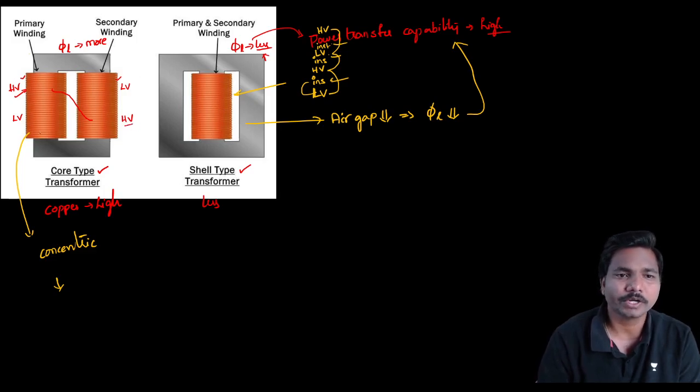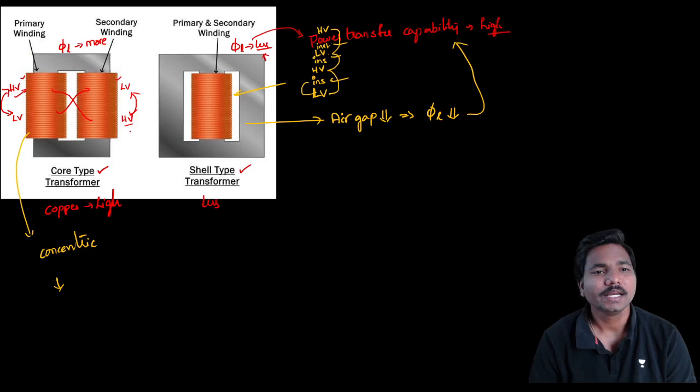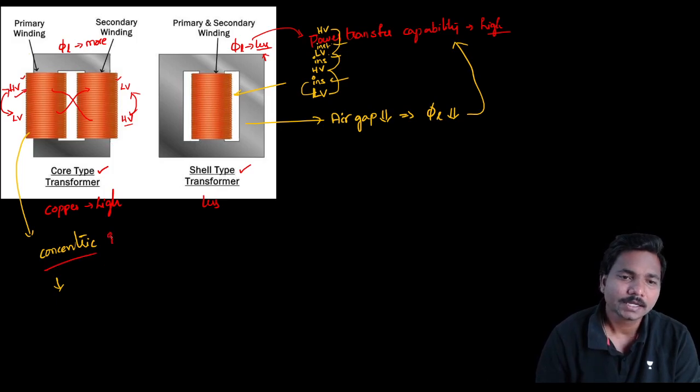Like that we are going to connect this LV and this LV. Then the gap between LV and HV is less. The air gap between LV and HV is less. Whenever the air gap is less, the leakage flux is also less. So to reduce the leakage flux, here we are going with the concentric and interleaving procedure.